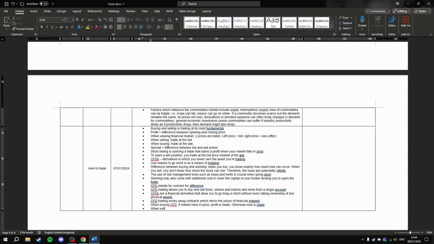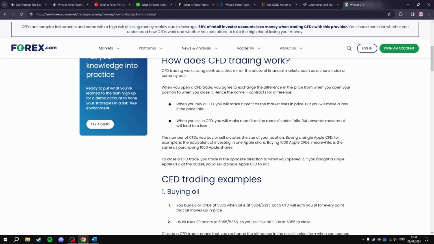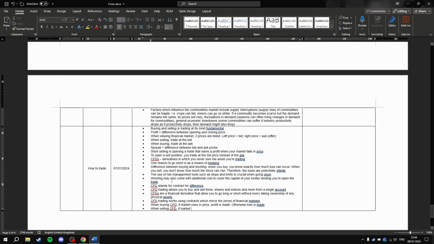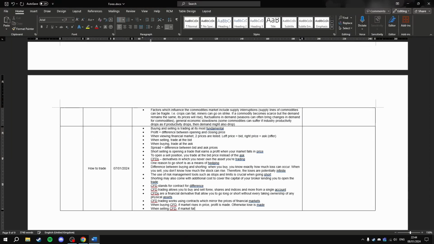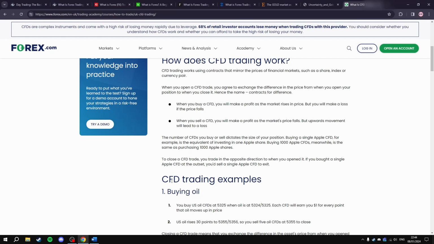When selling a CFD, if the market falls in price, profit is made. Otherwise, loss is made. When you sell a CFD, you make a profit as the market price falls, but upwards movement will lead to a loss.